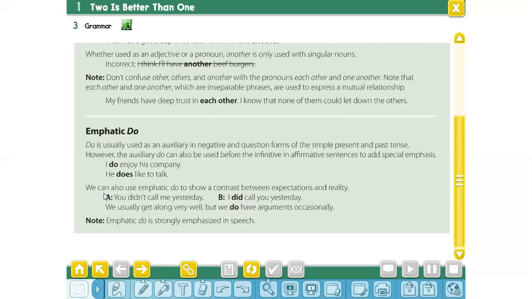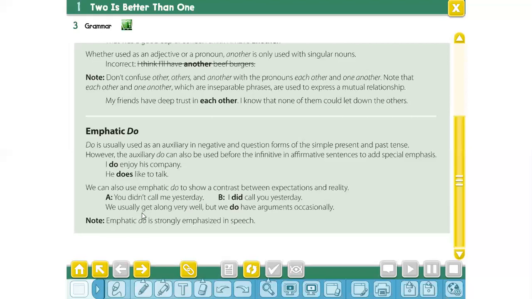We can also use emphatic do to show contrast between expectations and reality. Expectations, what we expect, what we hope to happen, but reality, what's real, what's factual. So here, you didn't call me yesterday. He said, I did call you yesterday. This means that I ensure, I emphasize that I did this action. I called you factually or actually yesterday.